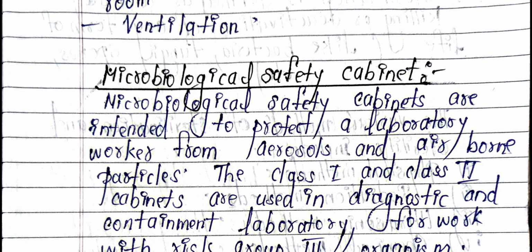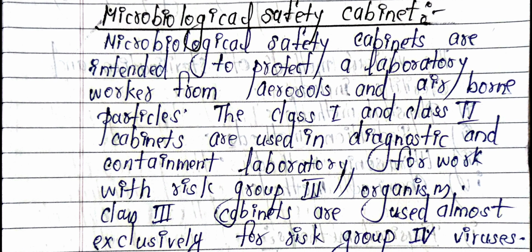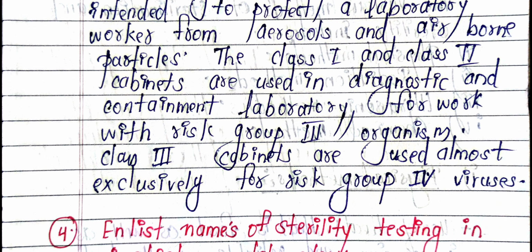Once again, microbiological safety cabinets. Microbiological safety cabinets are intended to protect a laboratory worker from aerosols and airborne particles. The Class 1 and Class 2 cabinets are used in diagnostic and containment laboratories for work with risk group 3 organisms. Class 3 cabinets are used almost exclusively for risk group 4 viruses.